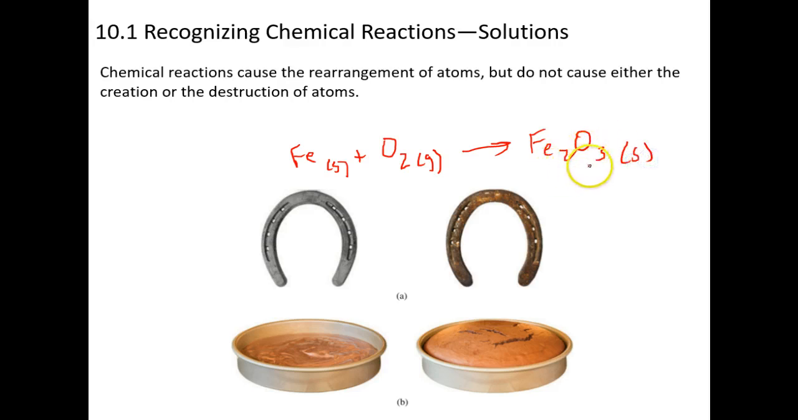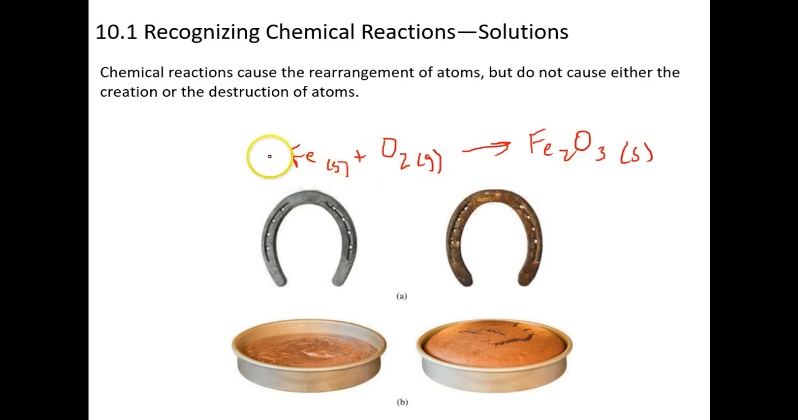Remember, I get this formula because oxygen always has a -2 charge and iron typically has a +3 charge. So that's where this formula comes from. You might be saying, well, I don't have 2 irons on this side, and I don't have 3 oxygens here. Well, this is called balancing the equation, which we will do in this chapter.